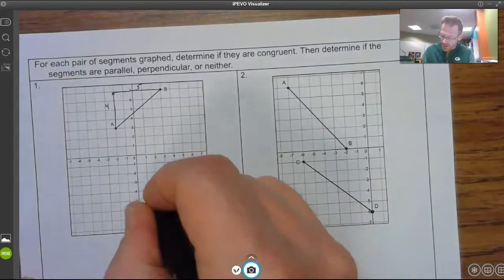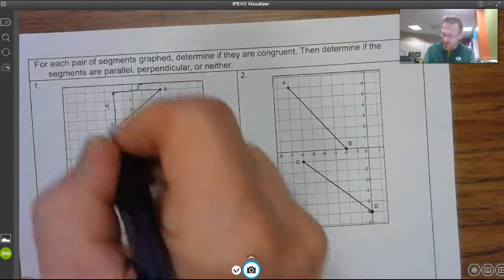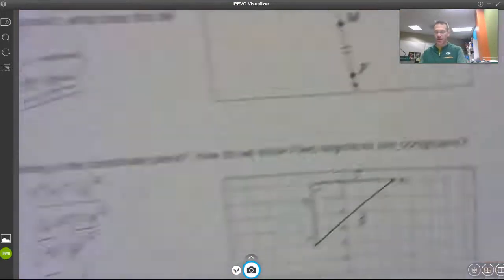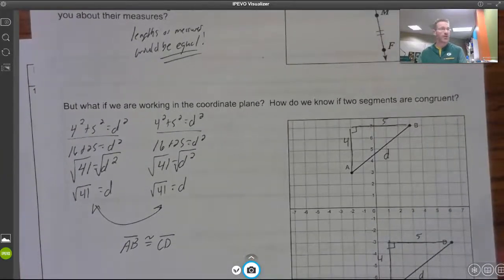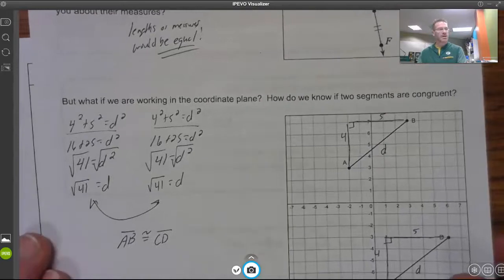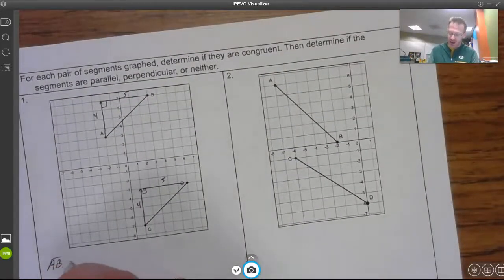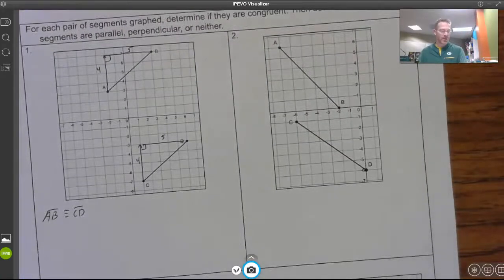And then I drew this in. This is 4, and then I drew this in, and that was 5. So I'm just going to refresh that, right? Okay, and we know from the work that I did with you over here that we already knew that they are congruent. So I'm going to skip that part and go right to it. We know that AB is congruent to CD. We saw that in the problem before.